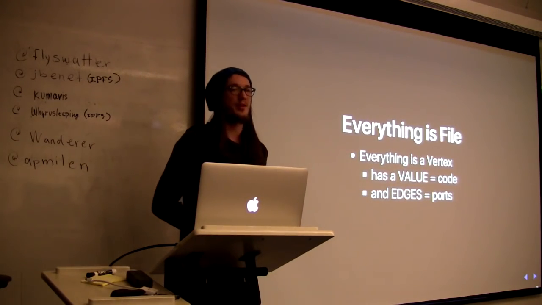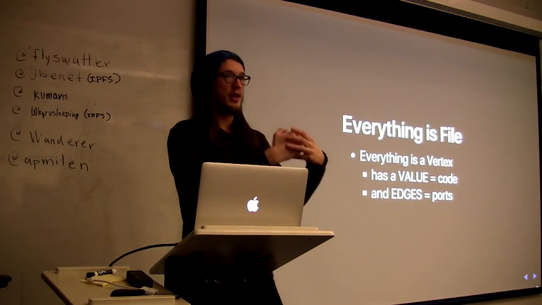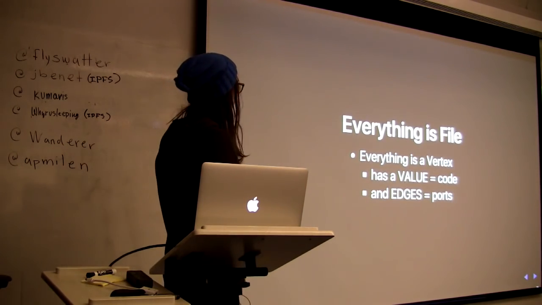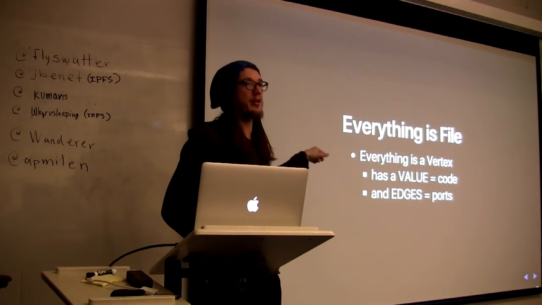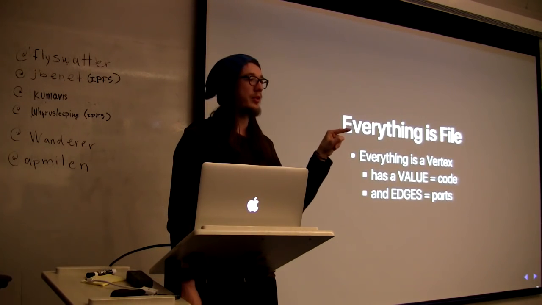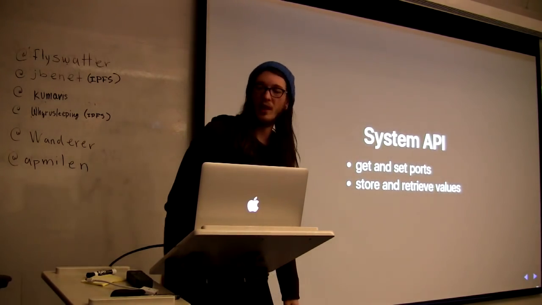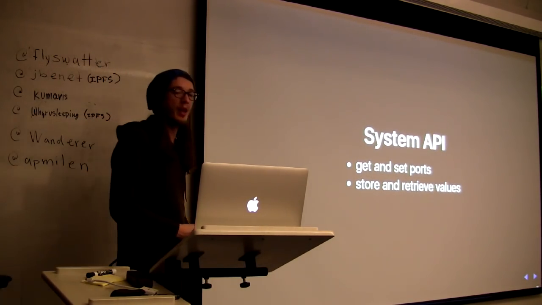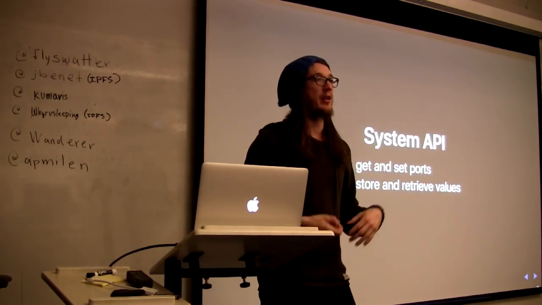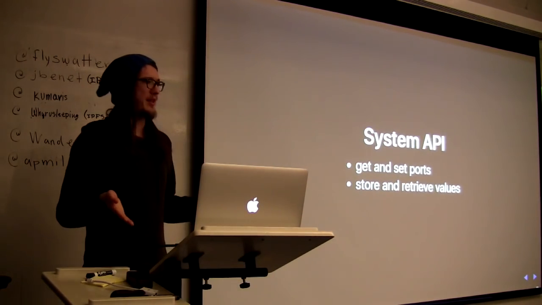If we say a vertex is also a program, that value is code. Those edges are ports. In actor terminology, ports are what actors use to talk to other actors through. So we need a system API, and it should be super simple. It needs to be easy to specify. Everything needs to have a very small trusted computing base here.